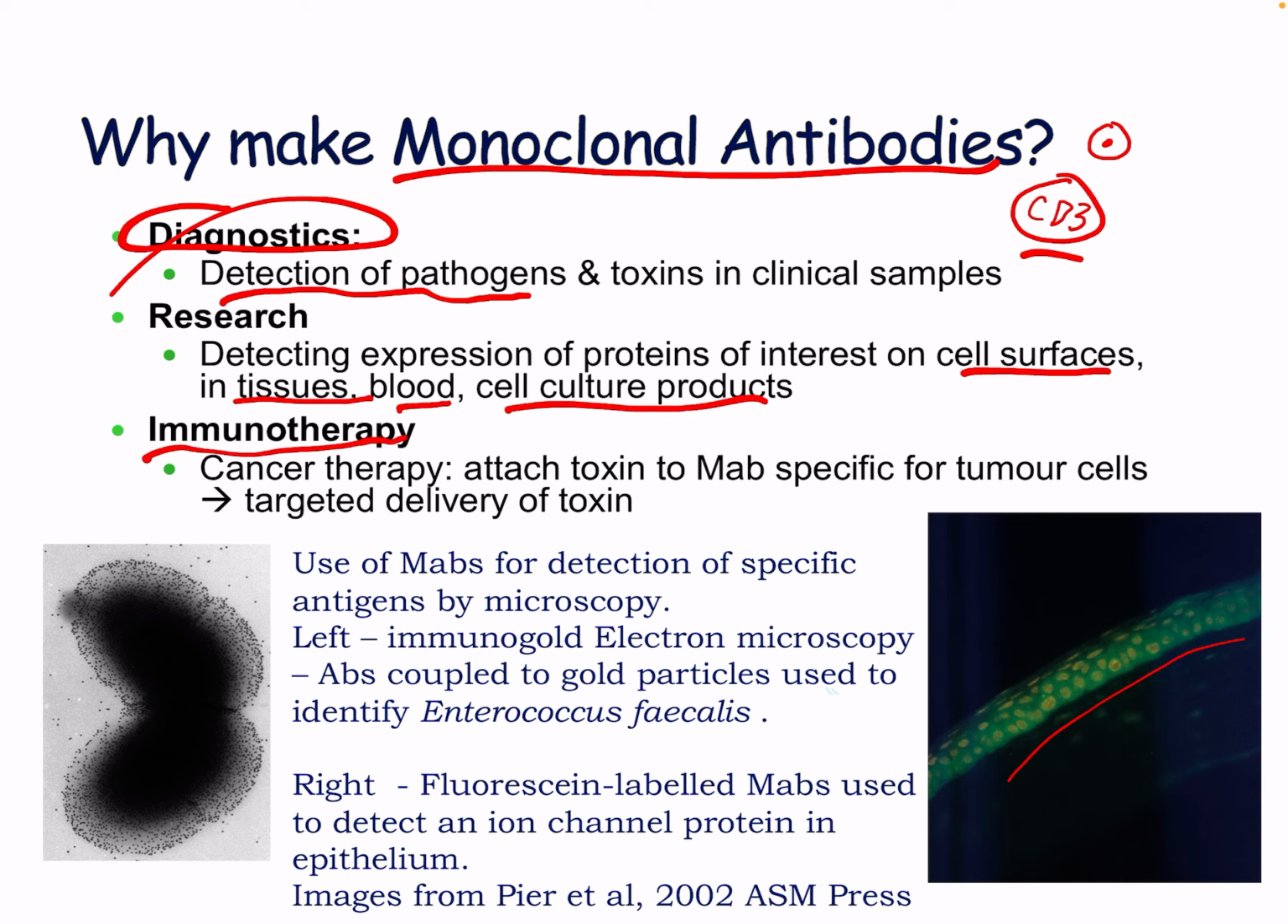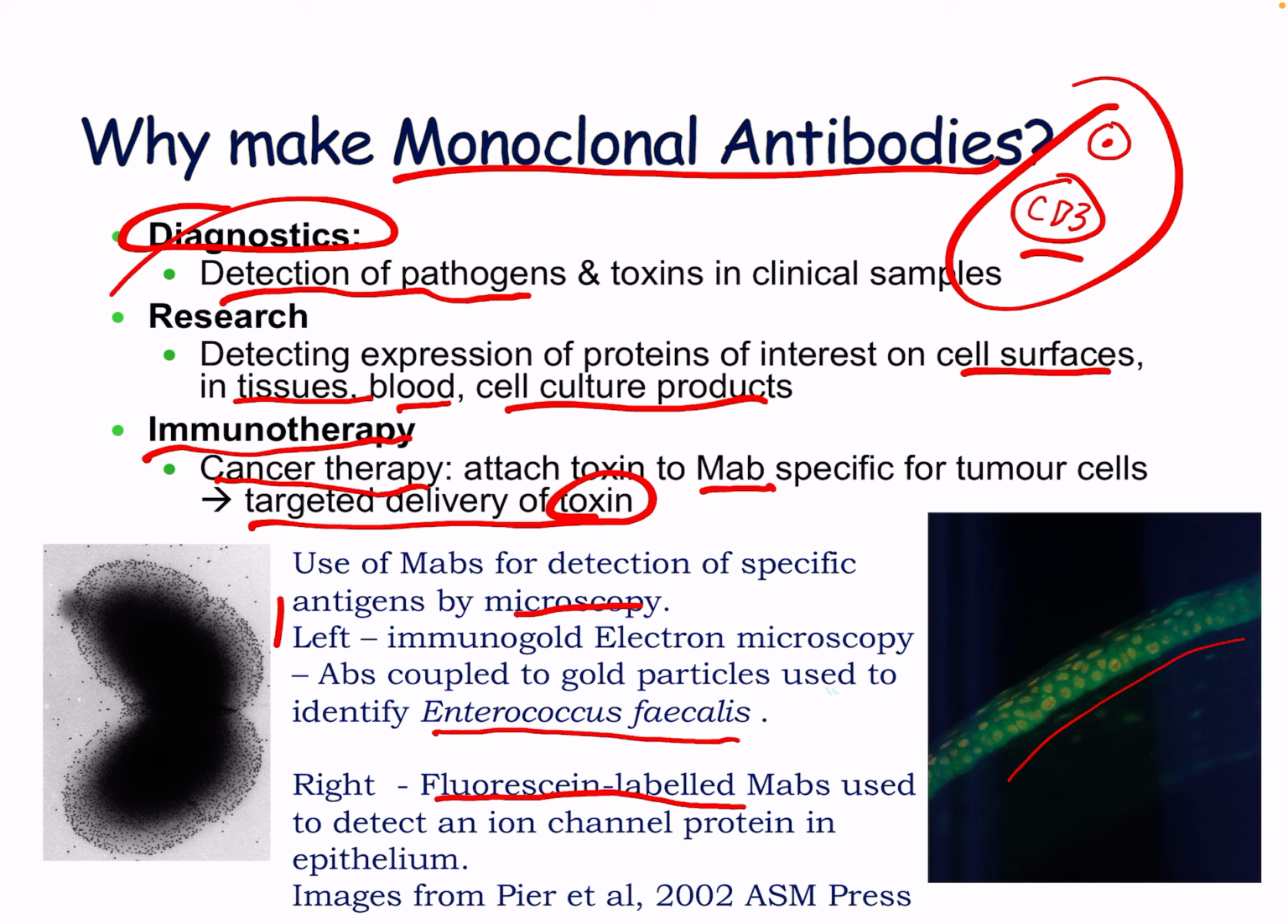And they're highly used in immunotherapy. For example, in cancer therapy, we can attach a toxin to a monoclonal antibody specific for tumor cells, and this is targeted delivery of the toxin. We can use monoclonal antibodies for the detection of specific antigens by microscopy. On the left here, we use immunogold electron microscopy, where antibodies coupled to gold particles are used to identify Enterococcus faecalis. And on the right, we have fluorescent-labeled monoclonal antibodies used to detect an ion channel protein in the epithelium. So again, this helped with so many scientific discoveries, as well as many immunotherapeutics.